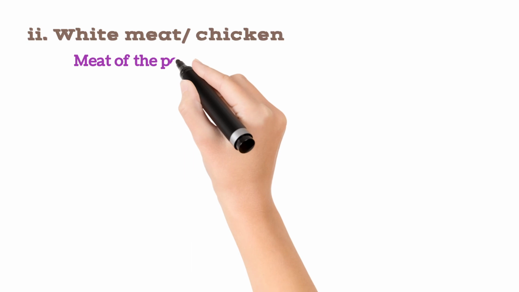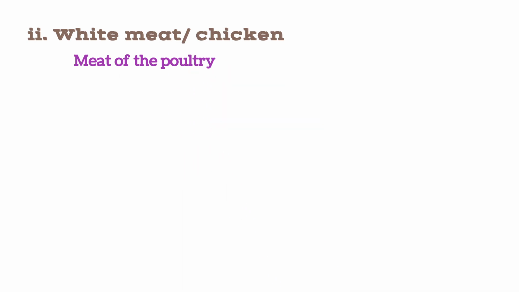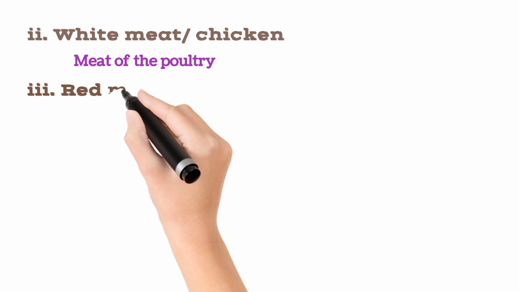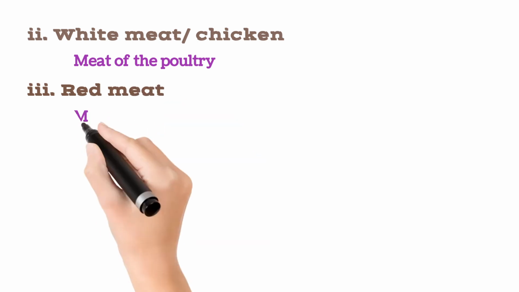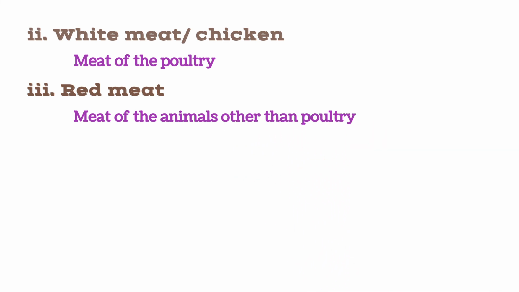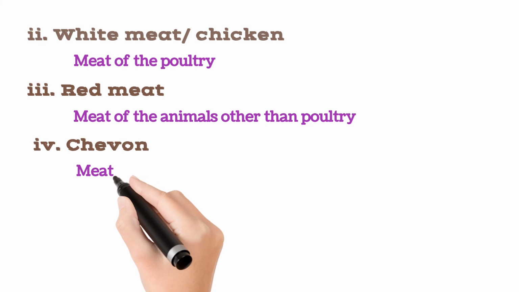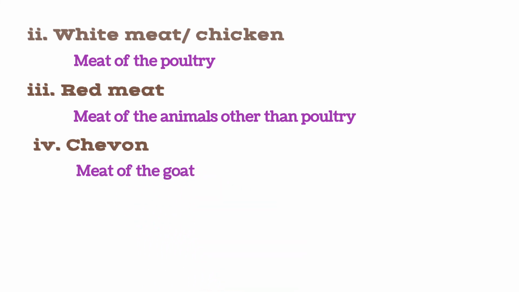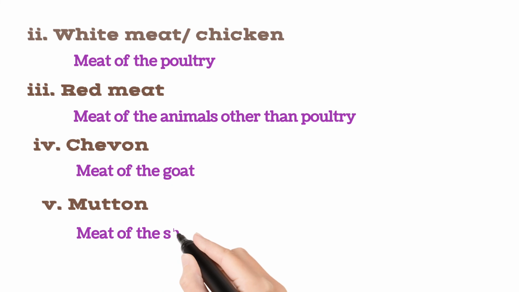Second one is white meat or chicken. Meat obtained from poultry birds like chicken, turkey, etc. is called white meat, while red meat is the meat obtained from animals other than poultry, like cattle, buffaloes, pigs, etc. Chevon is the meat of goat animals. Goat or caprines is called chevon. While mutton is the meat of sheep, ovis or ovines, it is called mutton.